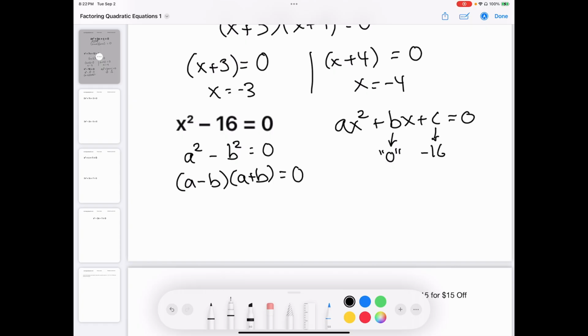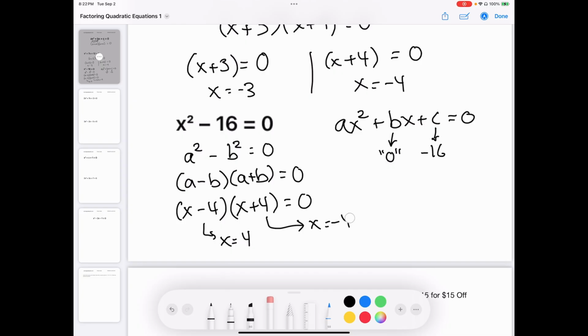You just take the square root of each term. In this case, you would have x, because it's the square root of x squared, minus 4, because it's the square root of 16, times x plus 4, and that equals 0. Solving gives you x equals 4 from this one, and x equals -4 from this one.